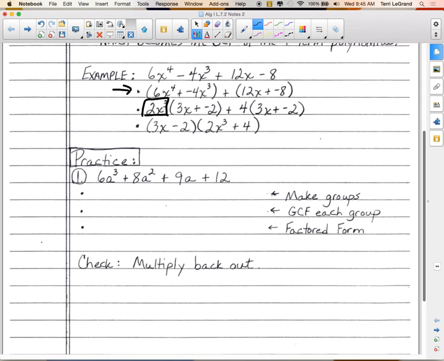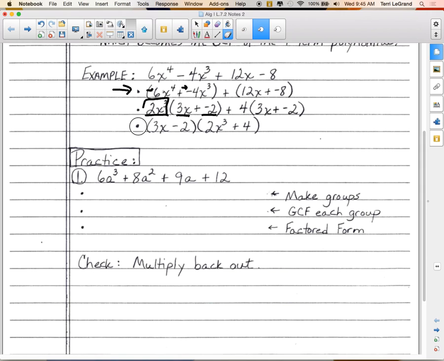Then we do the actual dividing. We say, okay, 6 divided by 2 is 3. X to the 4th divided by x cubed is x. So this is the result after dividing that first term by the 2x cubed. This is the result after dividing the second term by that GCF. Negative 4 divided by 2 is negative 2. X cubed divided by x cubed, they cancel out. They're no longer there. How do you get the 2x?